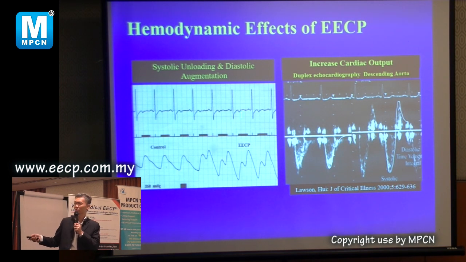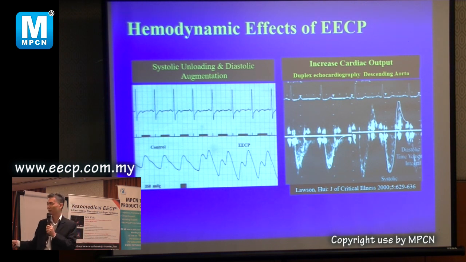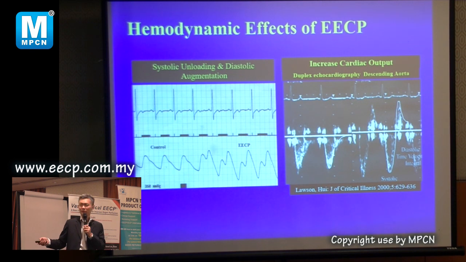Okay, so this is some of the measurement. Usually it looks like this, normal, before you do anything. But after the EECP, it increases the blood flow during diastolic, during this phase. So this is systolic, this is diastolic. So it increases the blood flow during the relaxation time. Okay, so this is in diagram format. So you understand, right? Okay.